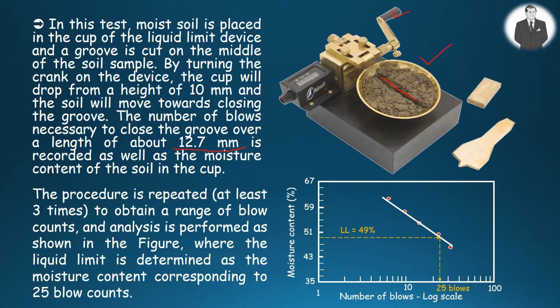The procedure should be repeated at least 3 times to obtain a range of blow counts, and the results are presented as a relation between moisture content and the number of blows, as shown in the figure here. The liquid limit is then determined as the moisture content corresponding to 25 blows.